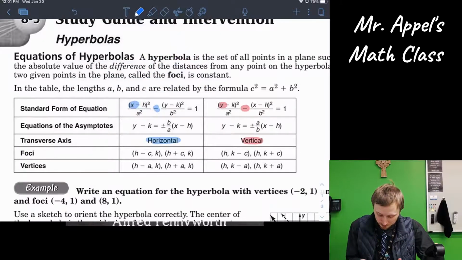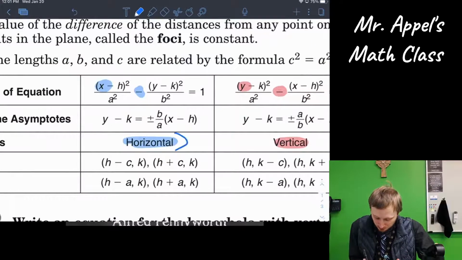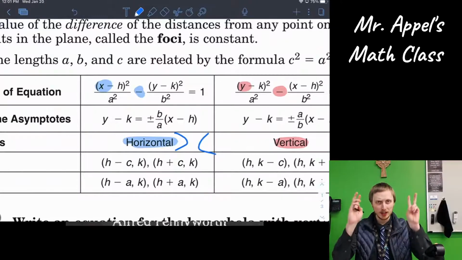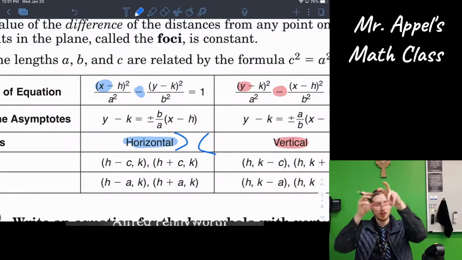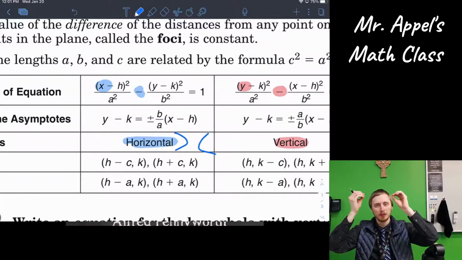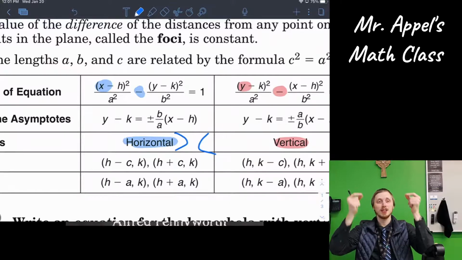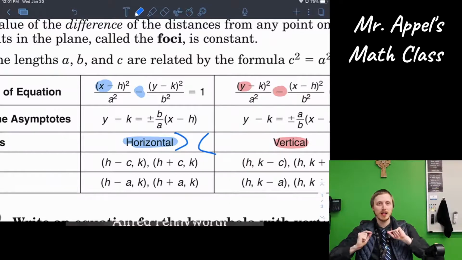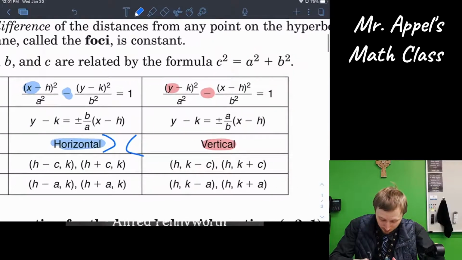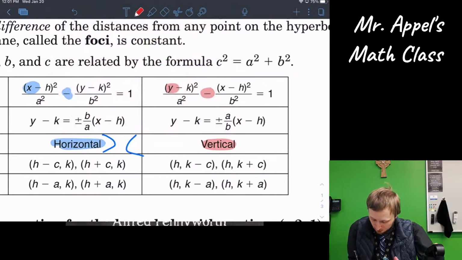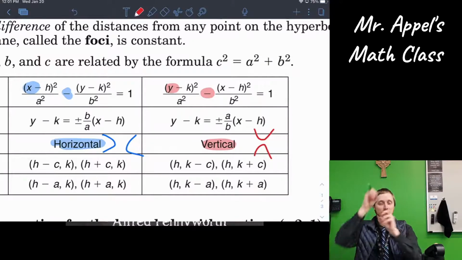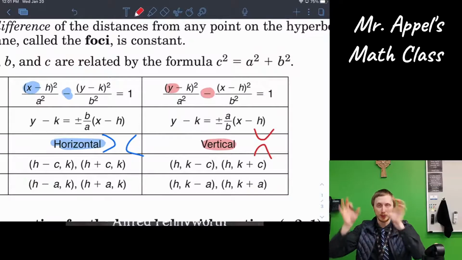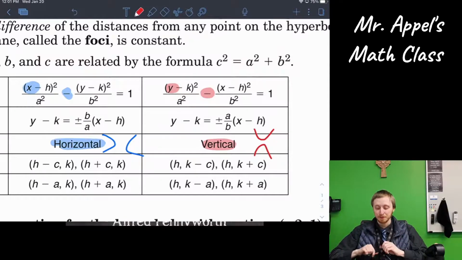We mean a horizontal hyperbola is on the x-axis. Pretend the center is at the origin. Horizontal hyperbola, those vertices are on the x-axis. If x is first, it crosses the x-axis. If y is first, it crosses the y-axis. It's on the y-axis, assuming you haven't, like, shifted it, right? That's probably the most confusing part.